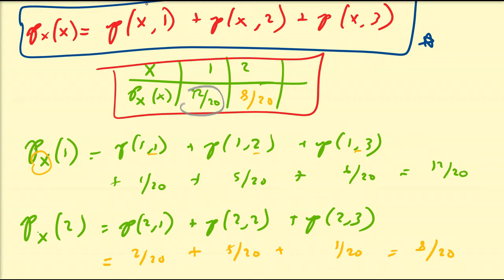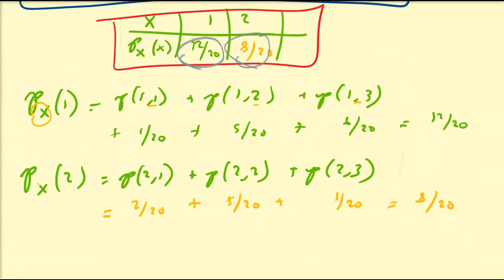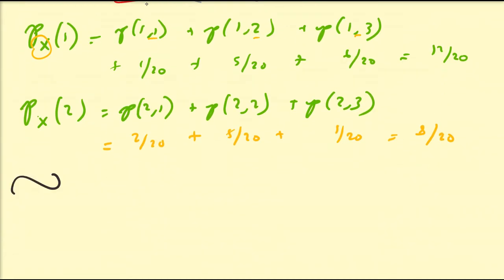Now, keep in mind, notice that this and this are between 0 and 1, and also the sum of these two probabilities is also 1. So let's do another example. Let's assume we want the marginal probability function for variable y now.